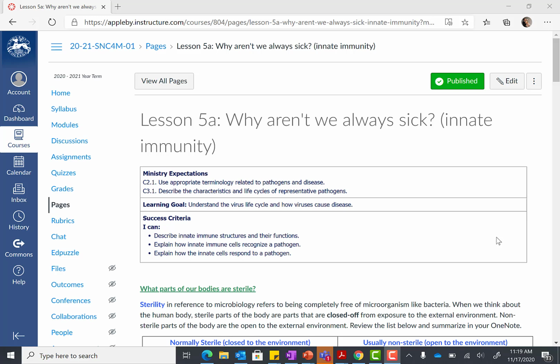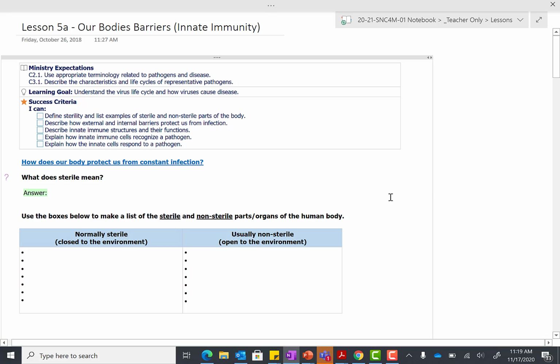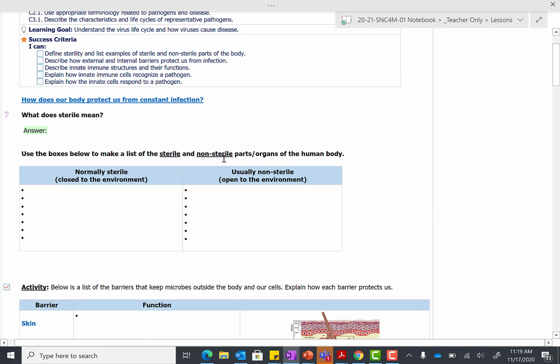Hi everyone. So this is a lesson overview for the first half of lesson 5, which is looking at the innate immune system or the non-specific immune system. As always, you'll be following along in your OneNote, completing notes as you go along.